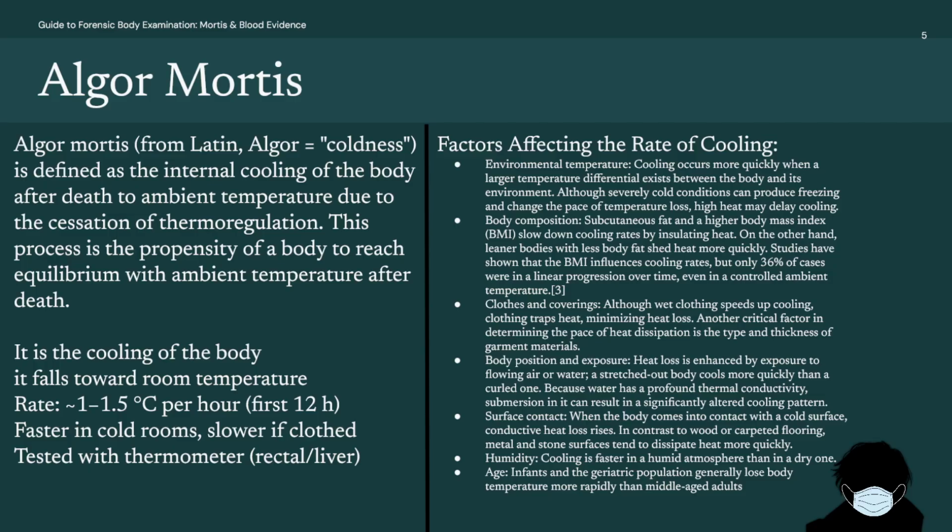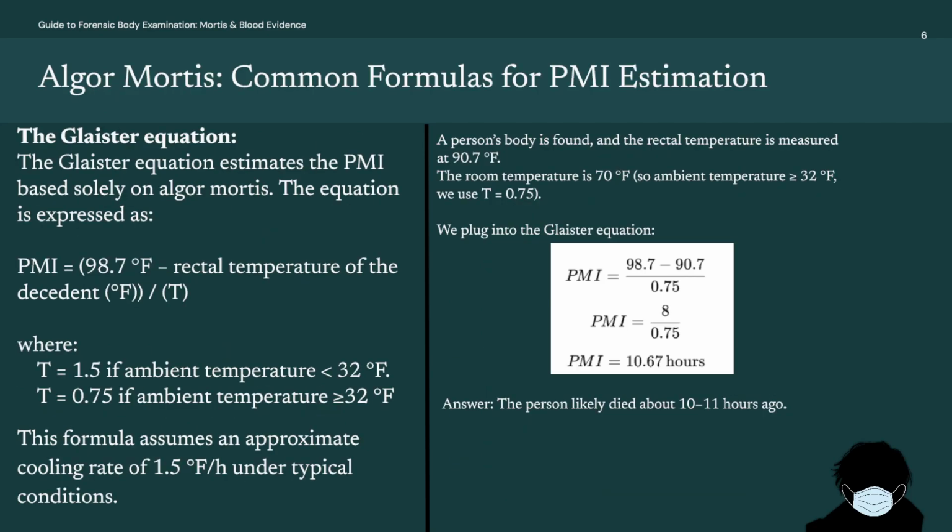And then there are factors that affect the rate of cooling, like environmental temperature, body composition, clothes and coverings, body position and exposure, surface contact, humidity, and age. Algor mortis has a bunch of formulas for the PMI estimation, such as the Glaister equation. The Glaister equation estimates the PMI based solely on algor mortis.